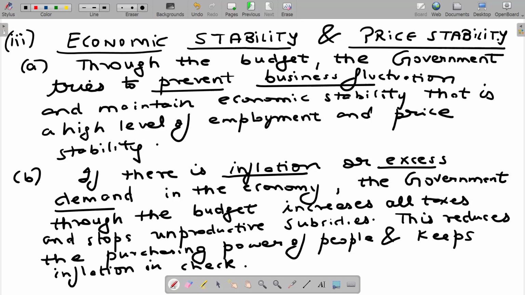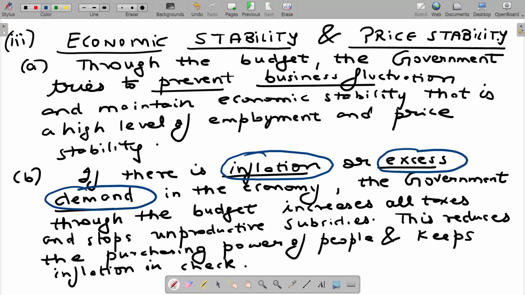Okay, so what we learn from point B is that if there is inflation in the economy, it means inflation happens because of excess demand. Excess demand leads to inflation. The objective of the government should be to reduce demand. You can reduce demand by lowering the spending. When will households spend less? When the government increases taxes or stops giving you unproductive subsidies. In both these cases, spending will fall. When spending will fall, excess demand will vanish. When excess demand will vanish, inflation will be in check. It will not rise. The opposite happens in case of a recession.